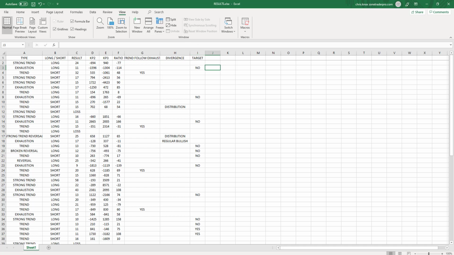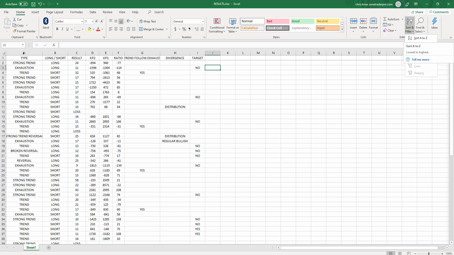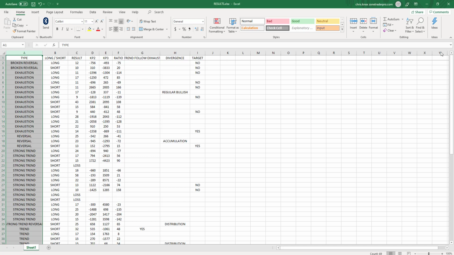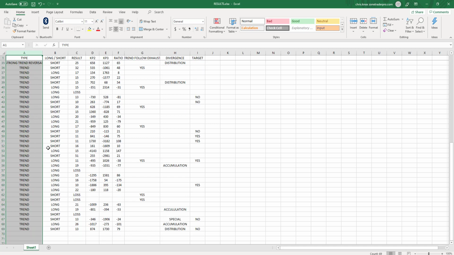So the first thing that I want to do is sort this, and the first sort that I'm going to do is by the type of the trade. Always when you sort, make sure you expand the selection so that the columns all stay lined up. And now here we have our sorted trades, and you can see the trend trade was probably the most common of the trades.